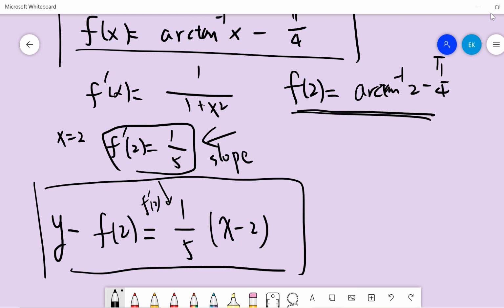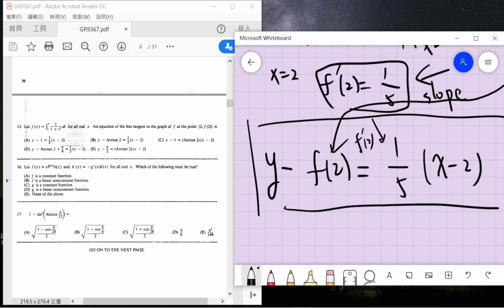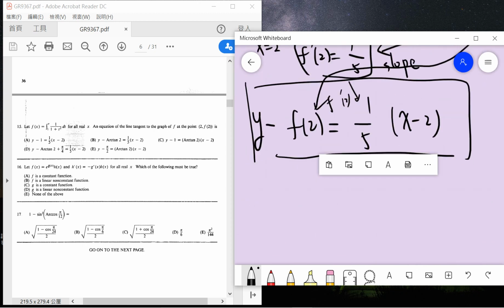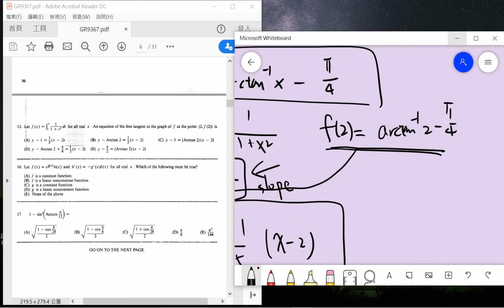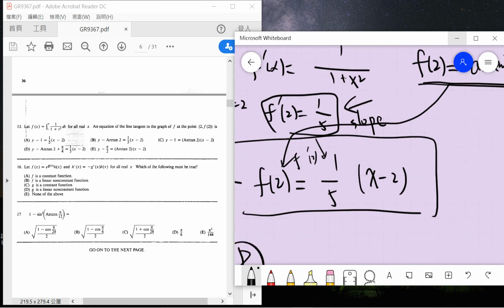And we already know this f of 2. So we plug in. So which one is the answer? The answer is D. Right, the answer is D. Right, because f of 2 is arctangent 2 minus pi over 4. So the answer is D.